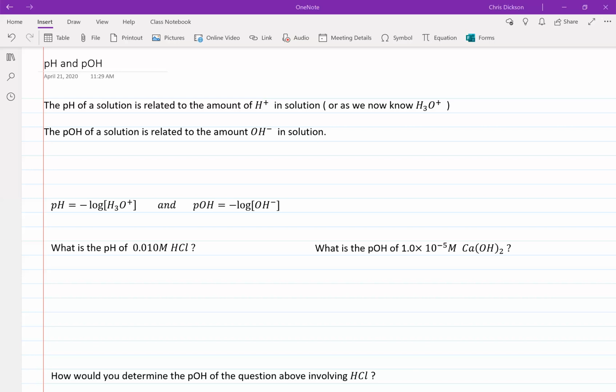So there's two formulas here, and this is where the logs pop in. The pH of a solution is right here, and that is the negative log of the hydronium concentration. And the pOH is the negative log of the hydroxide concentration. So I would encourage you to get your calculator ready.